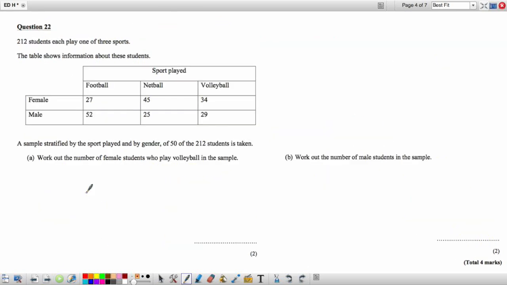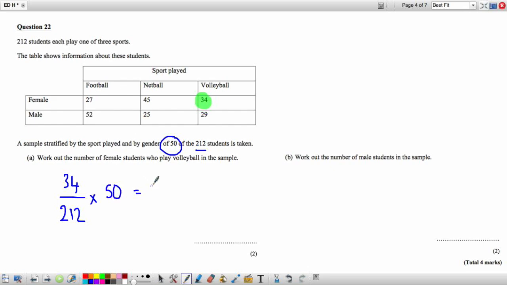Question 22. 212 students each play one of 3 sports. Here we have the information in the table. A stratified sample is taken and there are 50 in the sample out of the 212. We need to work out the number of females who play volleyball in the sample. Well, for females and volleyball, we have here 34 in total. So to find the number in the stratified sample, we take that number, the females who play volleyball, divided by our total and multiply by our sample size.